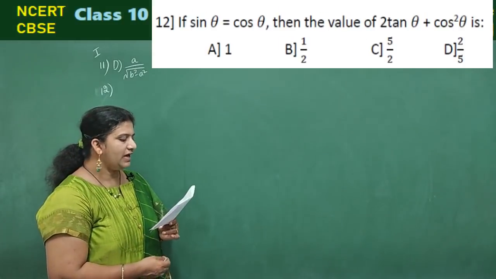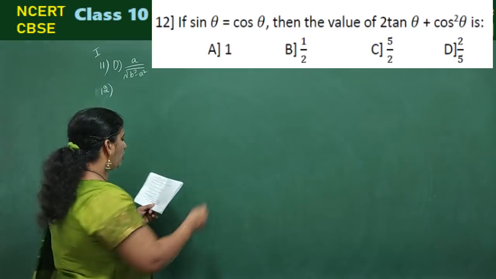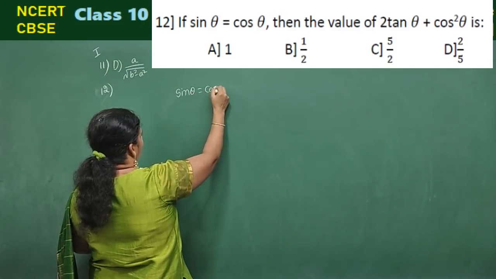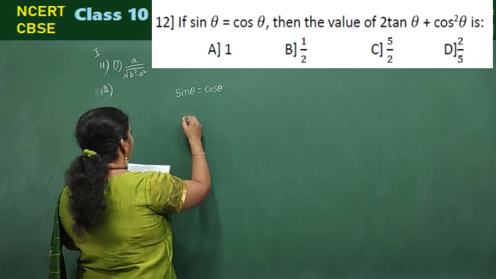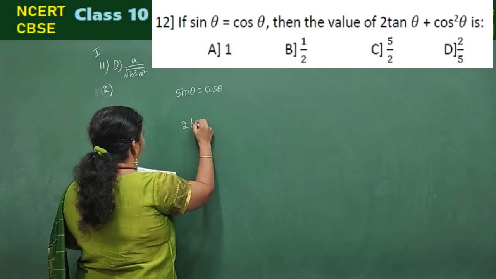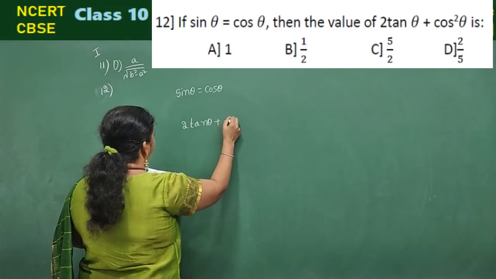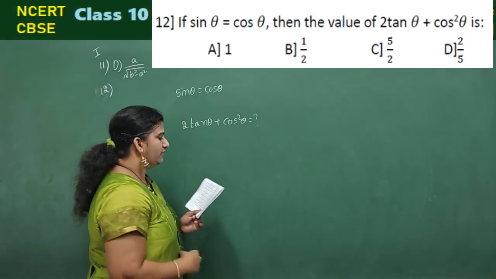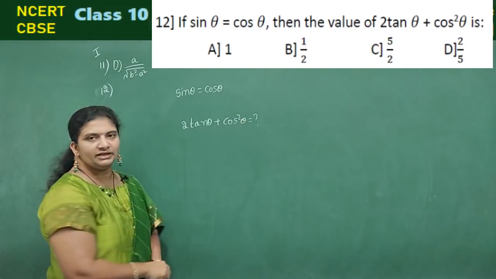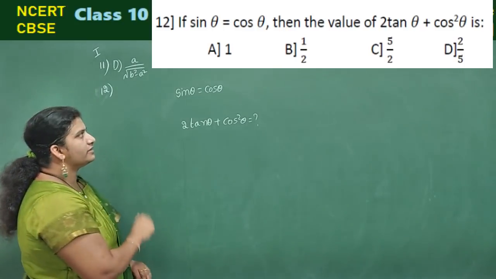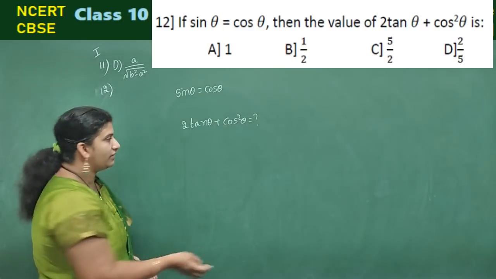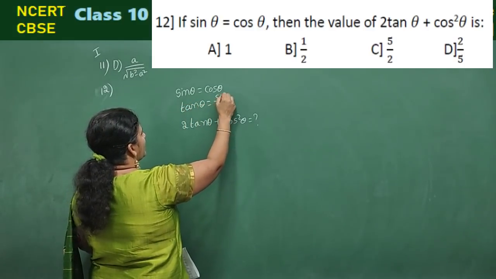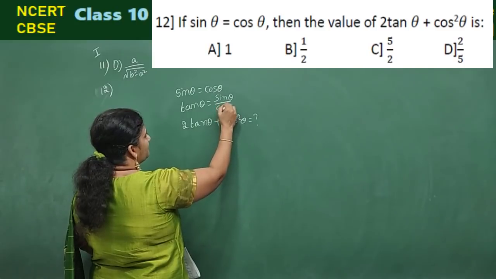Twelfth problem. If sin theta is equal to cos theta, then the value of 2 tan theta plus cos square theta is equal to what? Now we need to find 2 tan theta plus cos square theta. Observe here, sin theta is equal to cos theta, given. I know that tan theta is equal to sin theta by cos theta.